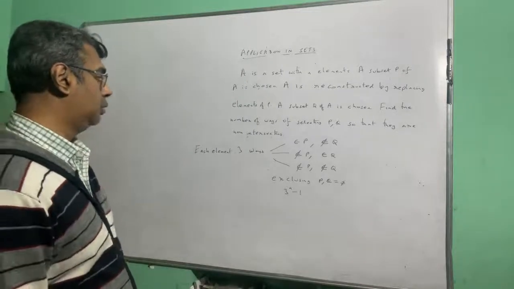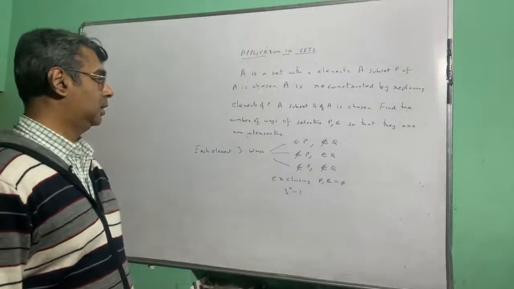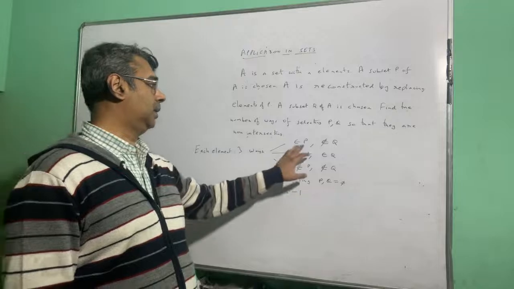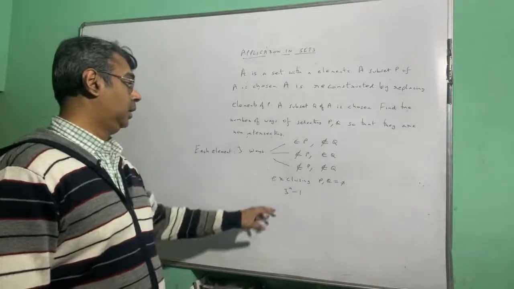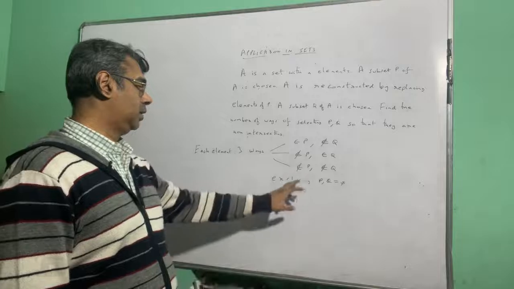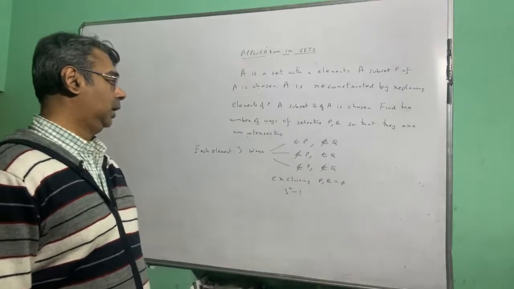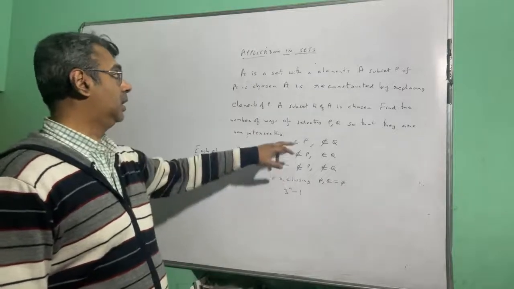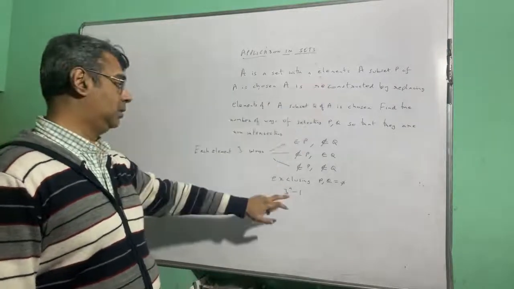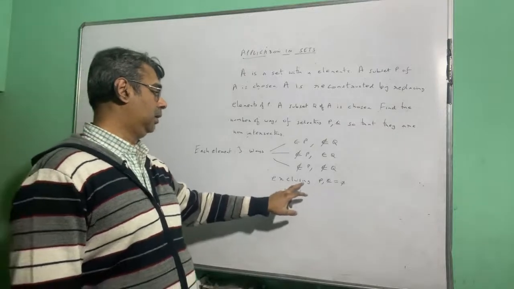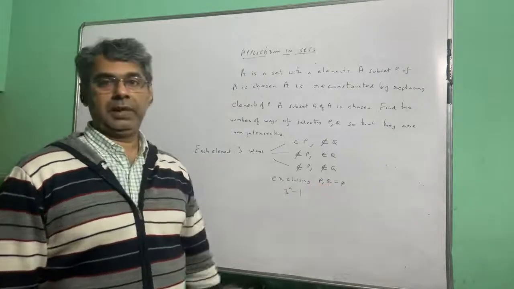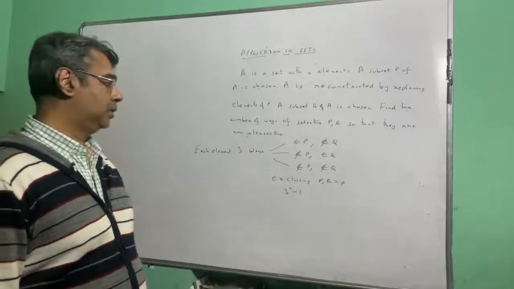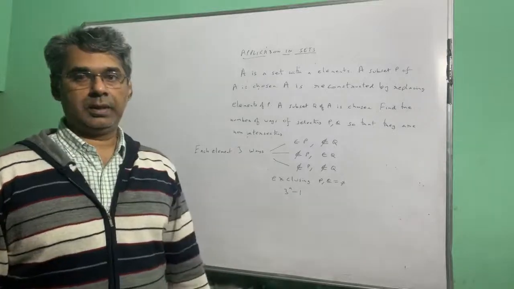Okay, so how to do this sum? Here you have to do like this. For every element, there are three possibilities. It belongs to P, does not belong to Q; does not belong to P, belongs to Q; does not belong to P, does not belong to Q. So for each element there are three ways, but there are n elements. So the answer will be 3 to the power n. And you have to exclude the case when P and Q are null. So from 3 to the power n you have to subtract 1. So the answer of this question will be 3 to the power n minus 1.